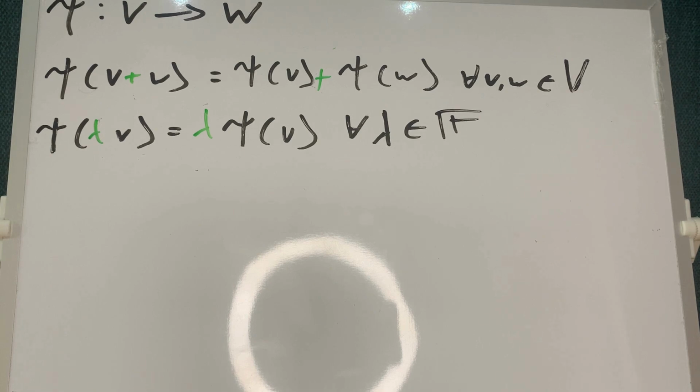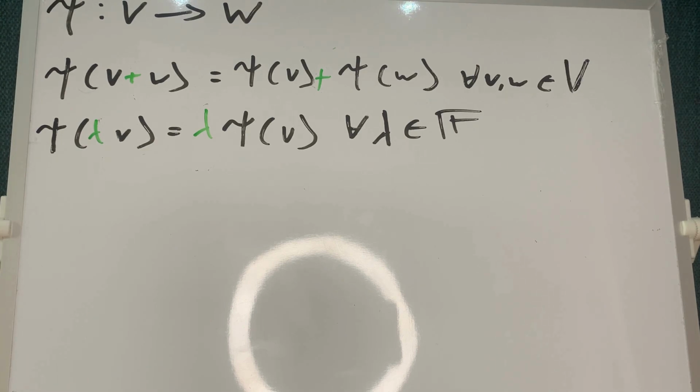And it's a linear map if the function satisfies these properties. The first one you see on the top: phi of V plus W equals phi of V plus phi of W, for all V and W in V. And the second property is phi of lambda V, or phi of lambda W, whatever you want, equals lambda phi of V. So it doesn't matter if lambda's in the bracket or outside the bracket, basically.